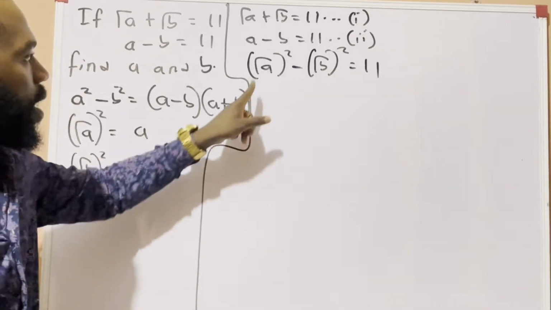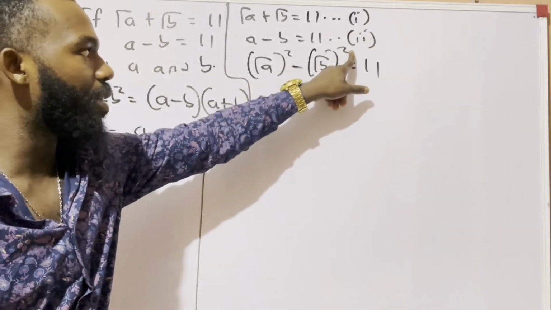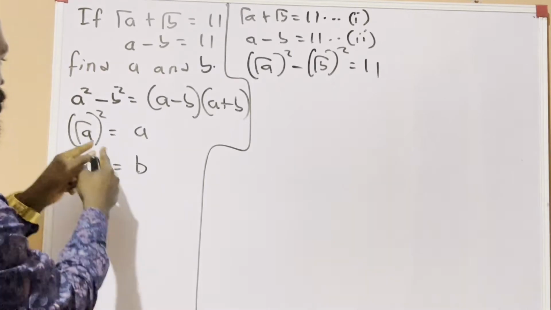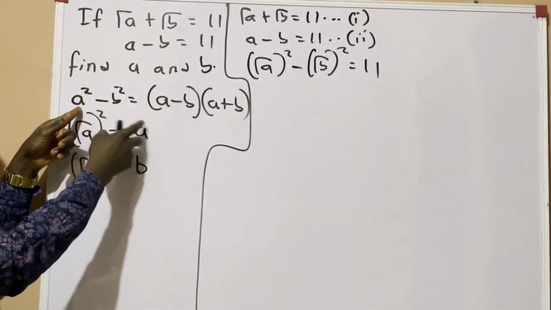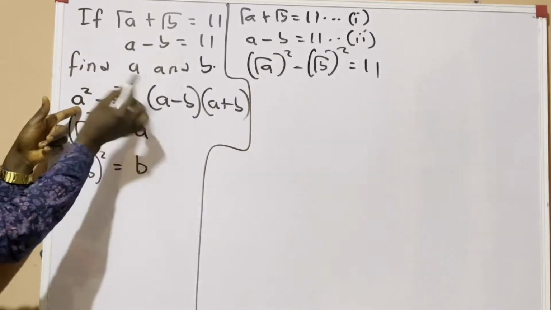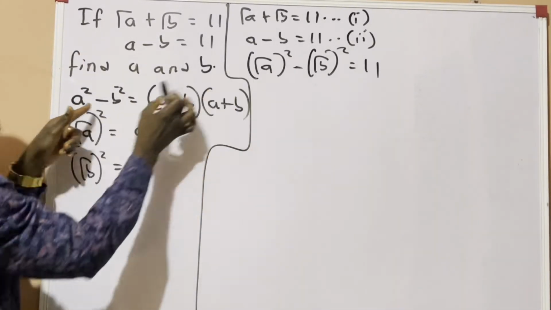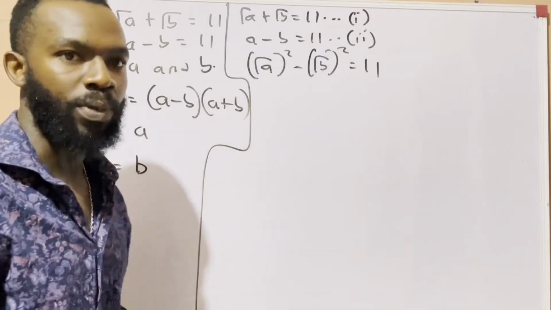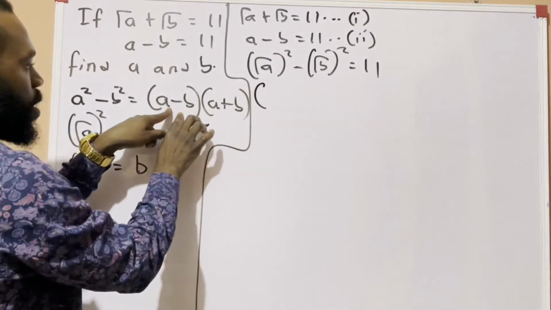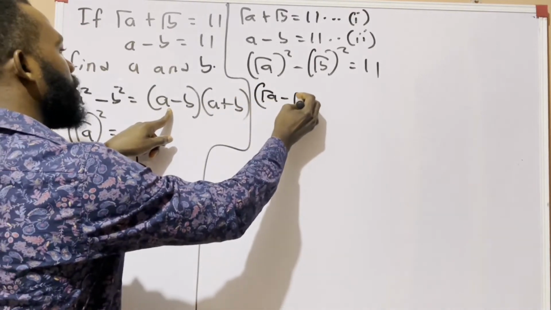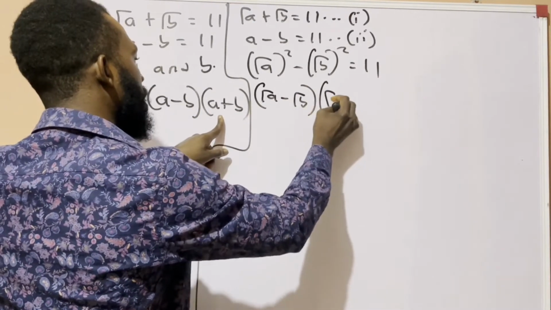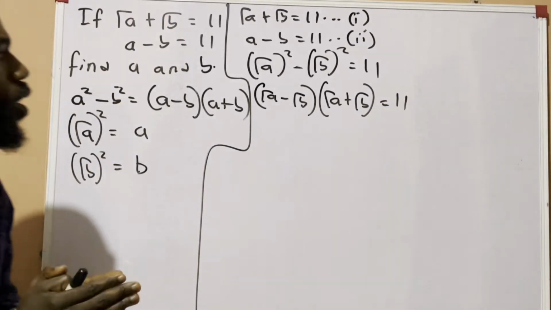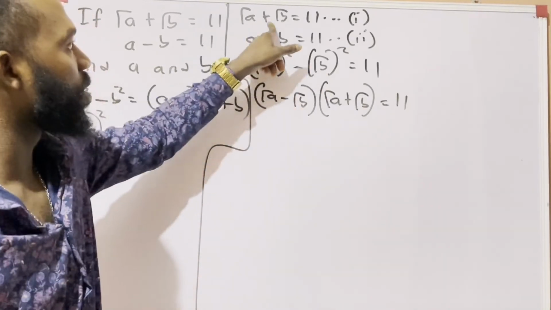Now, if you notice, root a is carrying a square, root b is carrying a square, and the sign separating root a squared and root b squared is a minus sign. So it means we are going to apply the difference of two squares, because root a and root b both carry squares. In this case, my a is root a and my b is root b. So if we follow the simplified form of root a squared minus root b squared, we get the first bracket root a minus root b, and in the second bracket root a plus root b, all equal to 11.